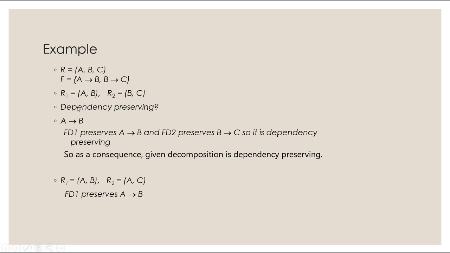So A determines B was preserved in R1 because we have A and B in R1, and this one was preserved in R2 because B and C appear in R2. So both of those were preserved. Okay, let's see another example. We had A and B for R1, A and C for R2. Let's see if both of these were preserved.